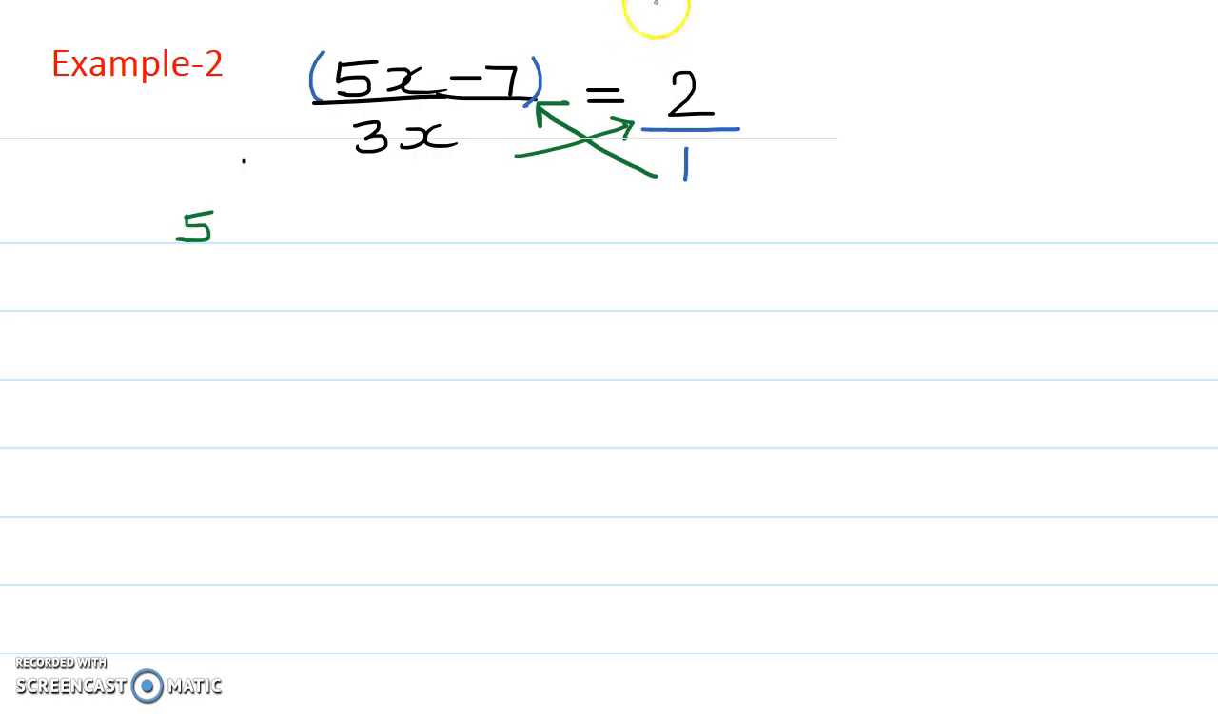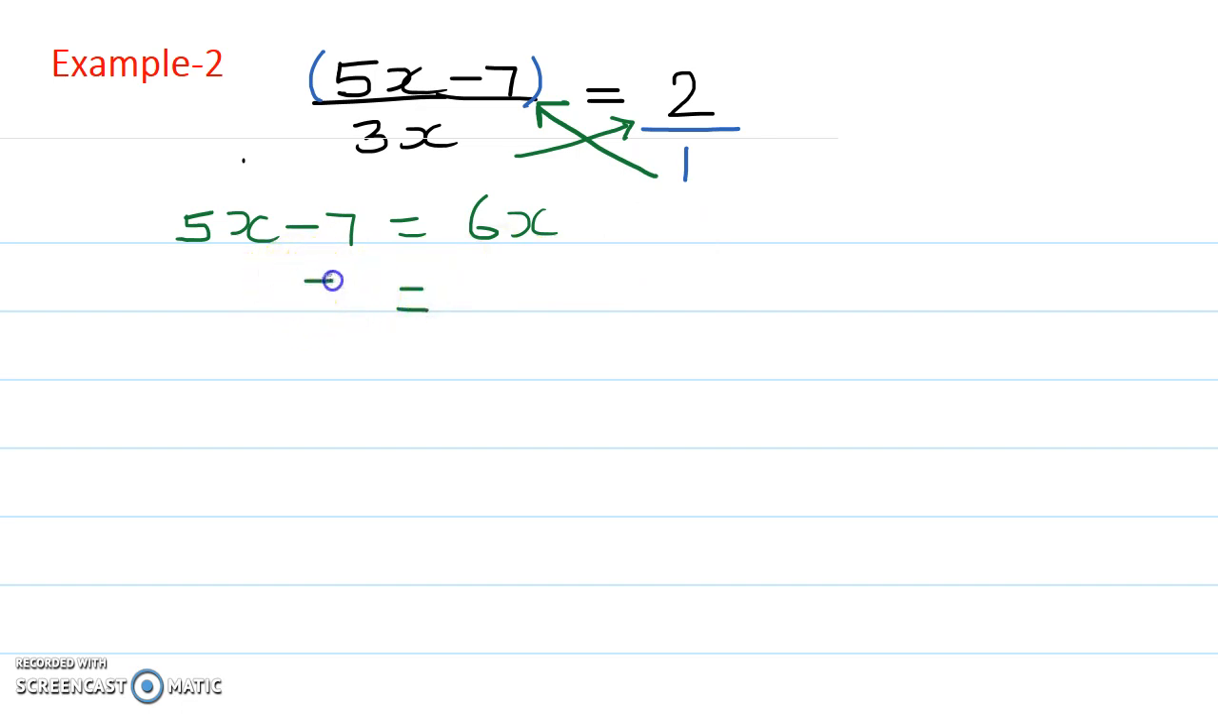So if we multiply 1 with 5x, we are left with 5x minus 7, and 2 times 3x is 6x. Okay, so we need to collect x on one side. It's up to you. You can do minus 5x both sides or minus 6x both sides. So first of all, you put equal sign here.